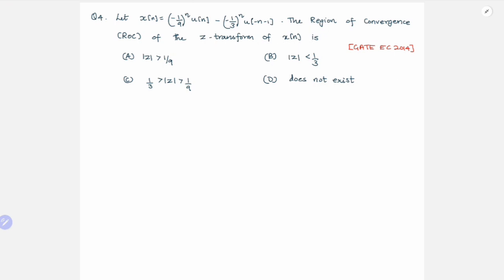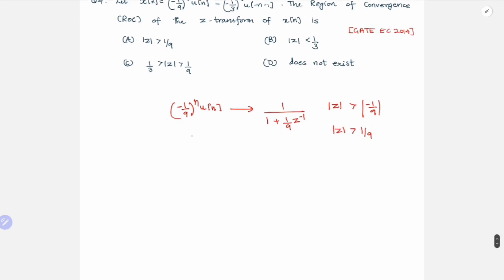So this is very straightforward. Minus 1 by 9 power n u of n will have a z transform 1 by 1 plus 1 by 9 z inverse. Even though this is not necessary, you straight away know for u of n, your mod z is greater than mod of minus 1 by 9, mod a, right? So your mod z is greater than 1 by 9.